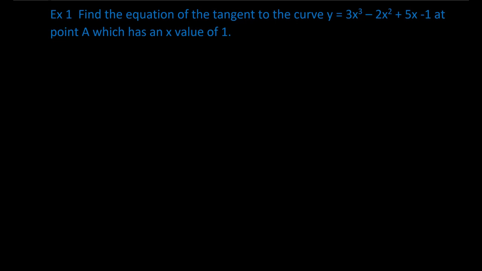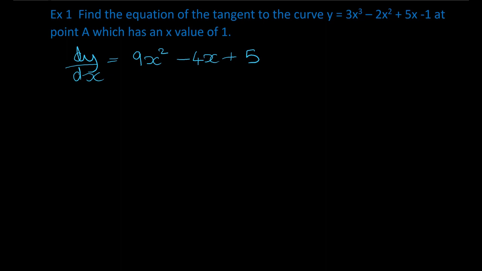So here we're being asked to find the equation of the tangent to the curve y equals 3x cubed minus 2x squared plus 5x minus 1 at point A, which has an x value of 1. So let's start with the differentiation. So dy/dx is going to be 3 times 3, so 9x squared, minus 2 times 2, so that's 4x, plus 5.